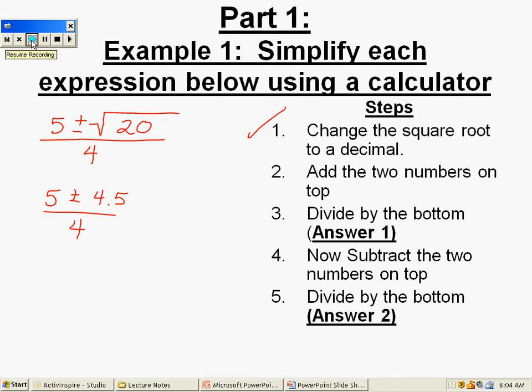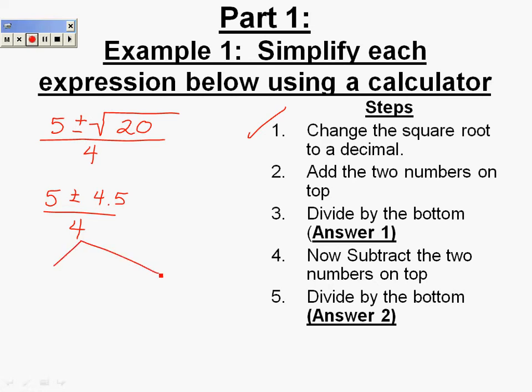Since there's a plus and a minus on the top now, for step 2 we're going to add, but in step 4 you see we're also going to subtract. So I'm going to mix up steps 2 and 4 together here. I'm going to split this up the way we did before: one where you do 5 plus 4.5, and one where you do 5 minus 4.5. On your calculators, all you have to do is push 5 plus and then 4.5.